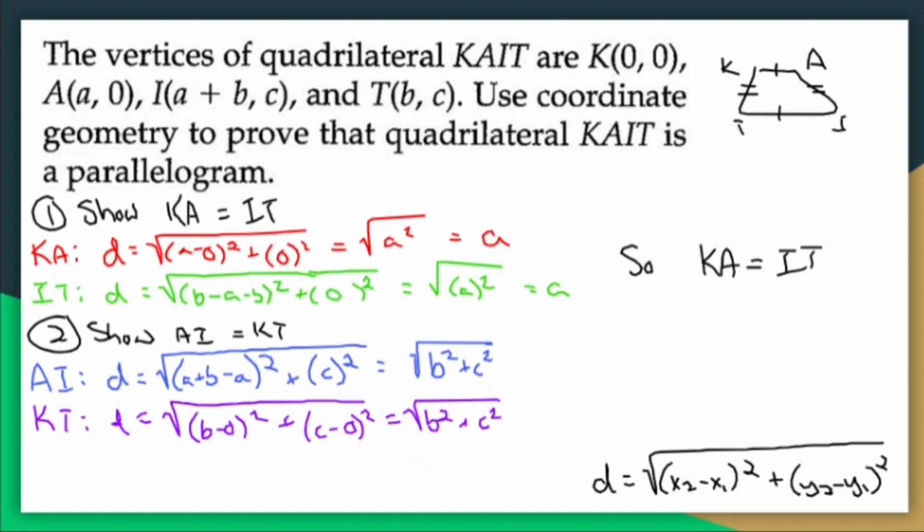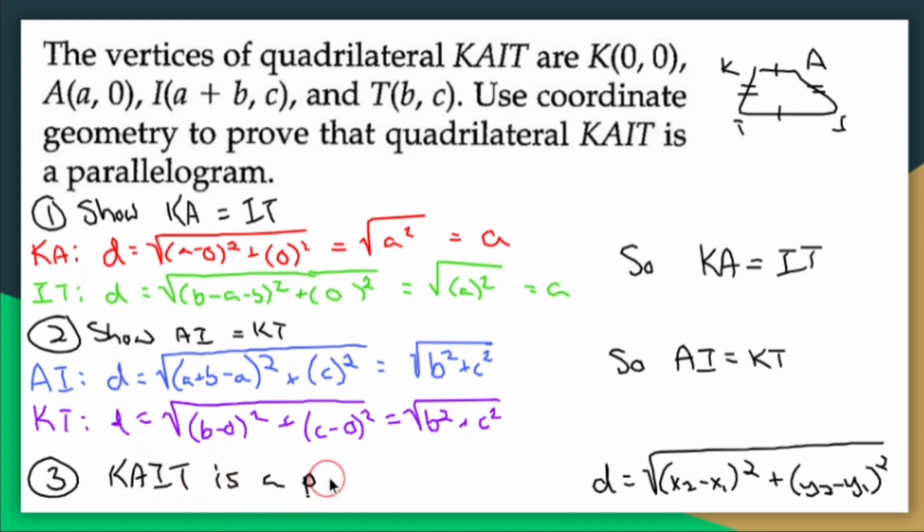So we just showed that AI is KT, which means KAIT is a parallelogram. And I believe the name of that theorem is the opposite sides something. I don't know. But since two pairs of opposite sides are congruent, it's going to be a parallelogram. And there's a name to that theorem.